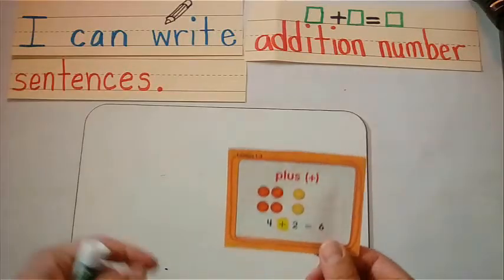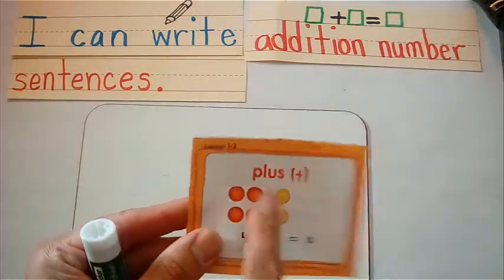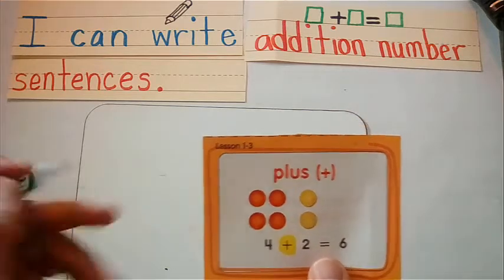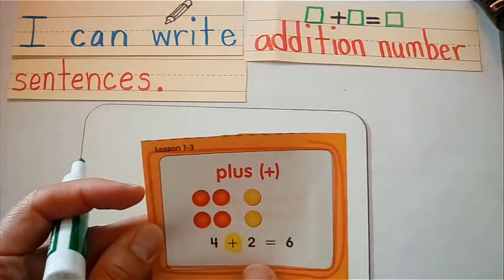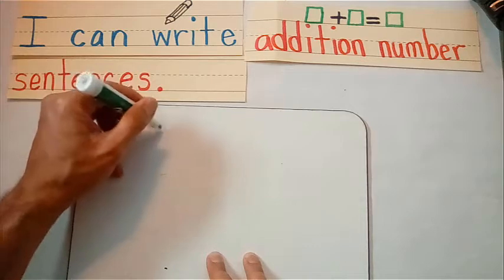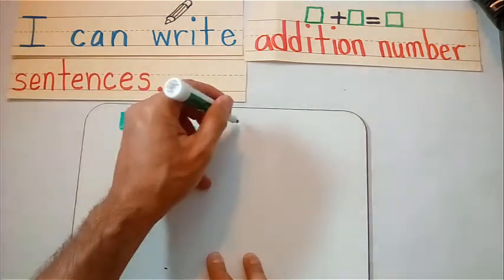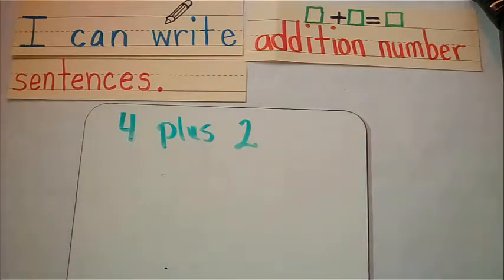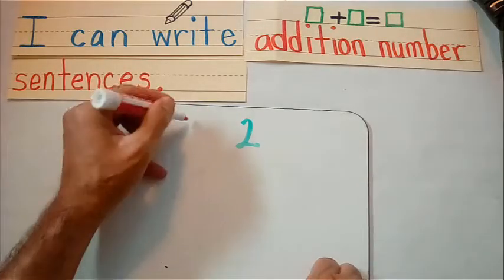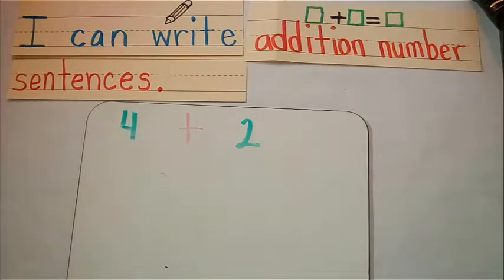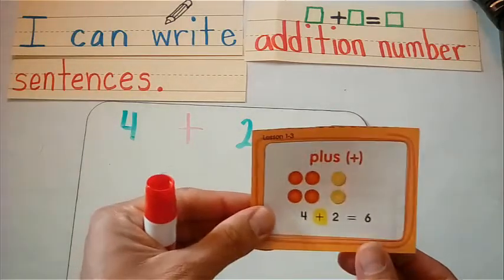Now the first word I want to talk about is the word plus. This word plus we use in math all the time. When we are adding, we use the word plus in our number sentence. So for example, if I say 4 plus 2, I don't write the word plus. Usually what we'll do is we will put the symbol plus. And we say 4 plus 2. Okay, so plus is one of the words we're using today.